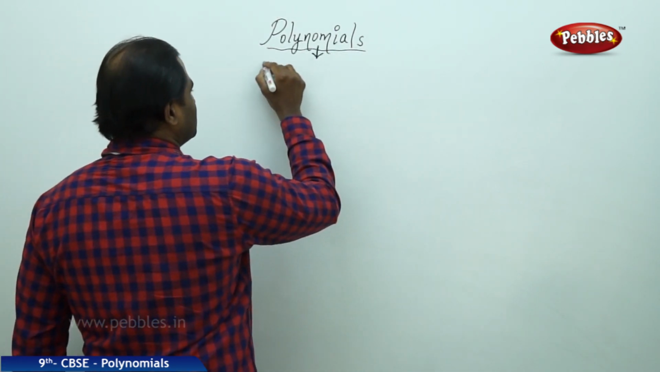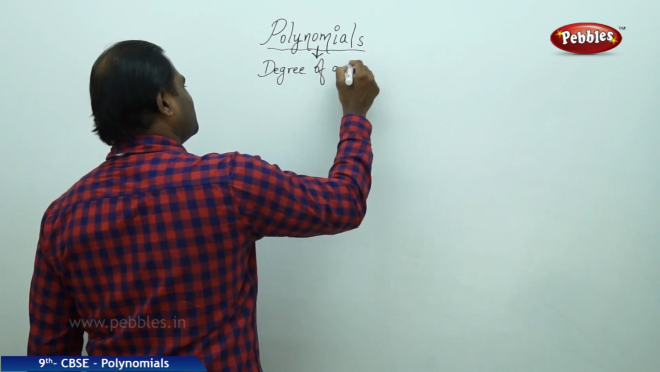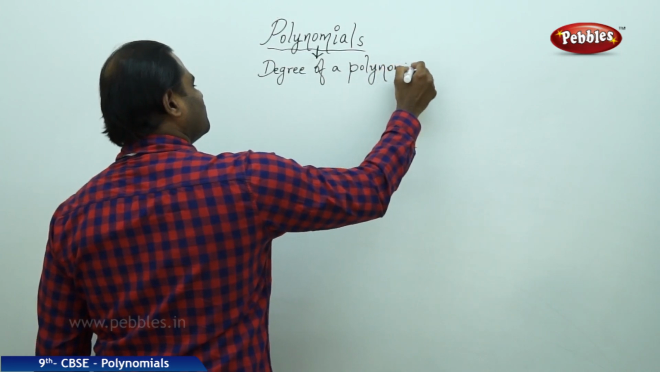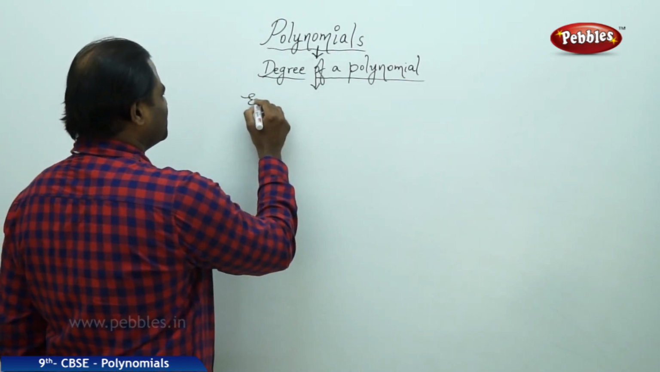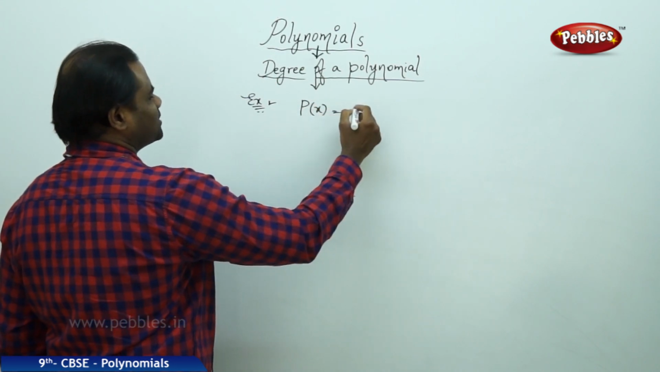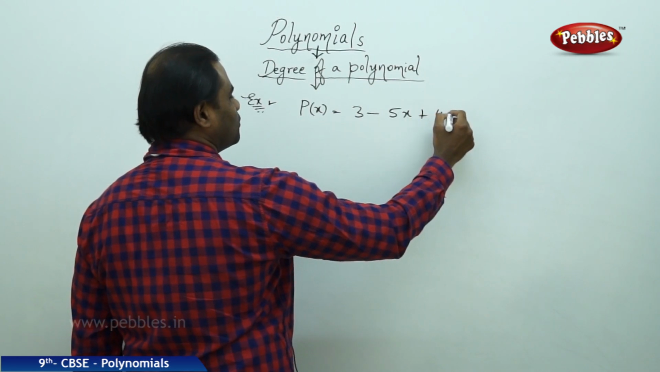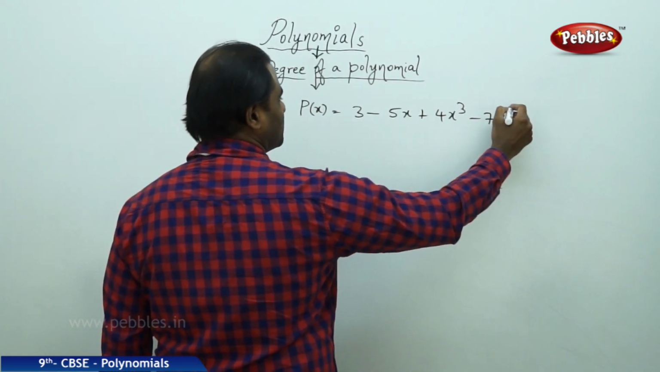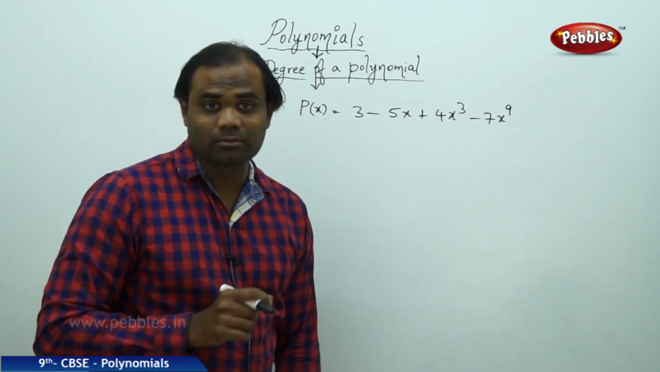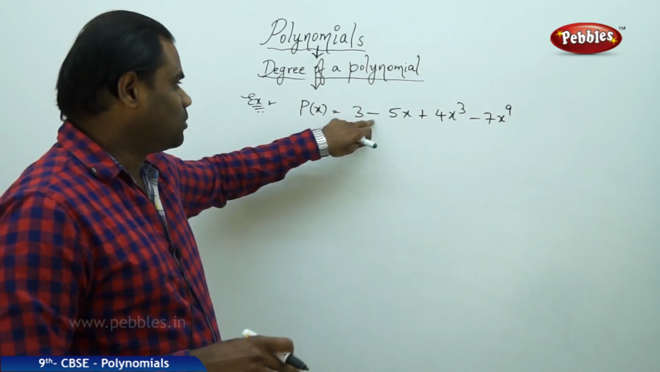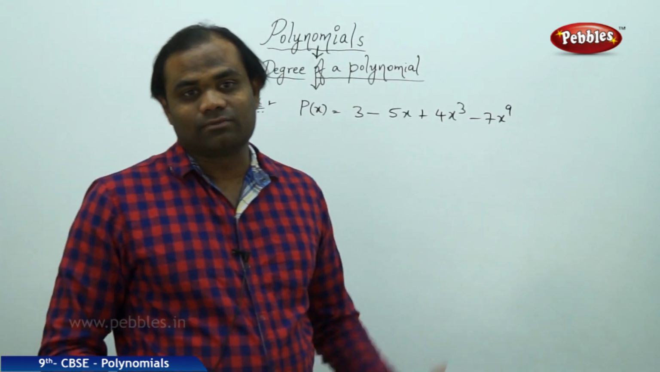Next, degree of a polynomial. Let's see what is the degree of a polynomial in the branch of polynomials. Degree. Let's see what exactly the degree is by taking an example problem. For example, I have a polynomial p of x denoted by 3 minus 5x plus 4x cubed minus 7x power 9. Now this is a polynomial of four terms, and clearly I see each of the powers of x are whole numbers, therefore it must definitely be a polynomial. It is a polynomial of four terms, and let's see what the degree is for this polynomial.